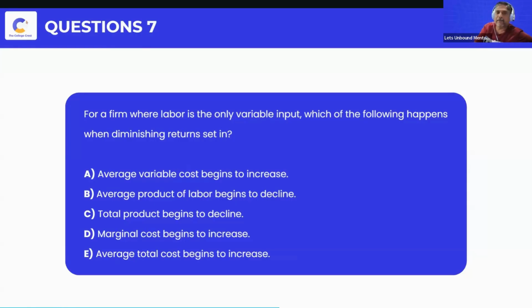For a firm where labor is the only variable input, which of the following happens when diminishing returns set in? Okay, so remember the concept of diminishing returns, that the returns are there, but they are now at a decreasing rate. So if we are talking from a firm's perspective where labor is the only variable input, then obviously your marginal costs will begin to rise when the diminishing returns set in. Okay, so the correct answer here is D, marginal costs begin to increase.